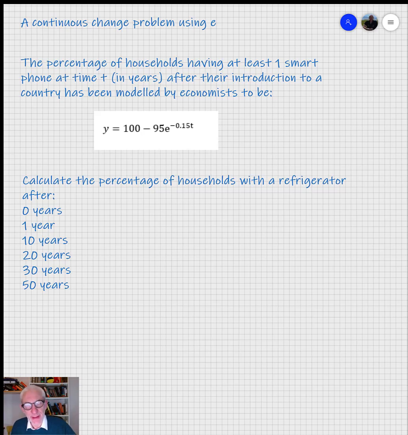Now we're going to take a look at how to use E. We defined it in a previous video. Now we're going to see how we can use E to solve some problems. So on the screen there we can see a problem which is typical of the type of problem you might have to solve. The percentage of households having at least one smartphone at time t in years after their introduction to a country has been modelled by economists to be, and then you get a simple formula which contains E. Y equals 100 minus 95 times E to the minus 0.15t.